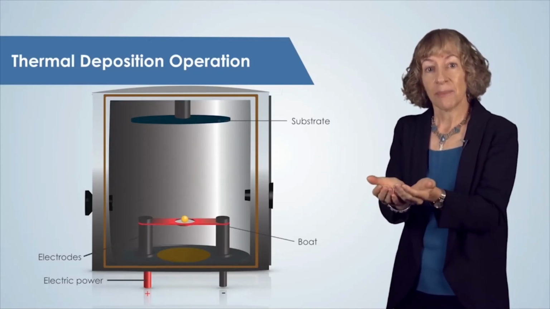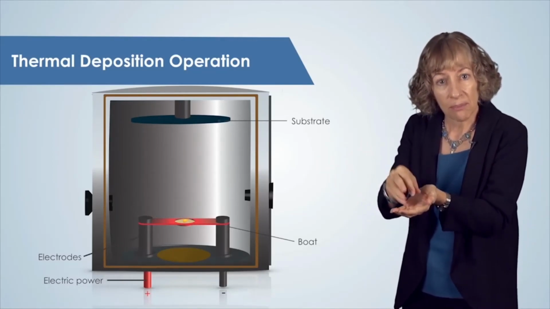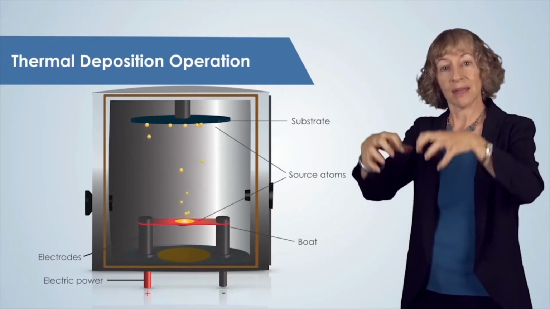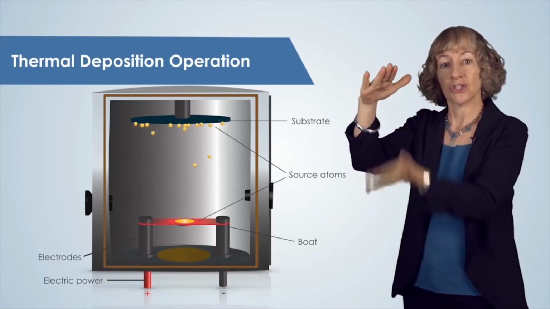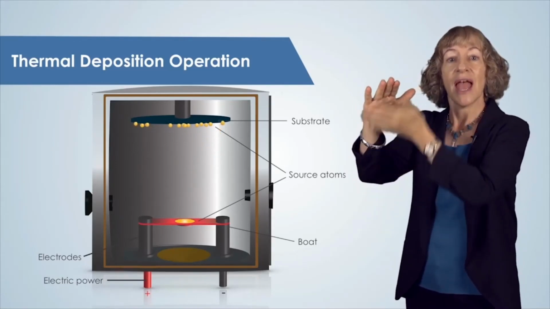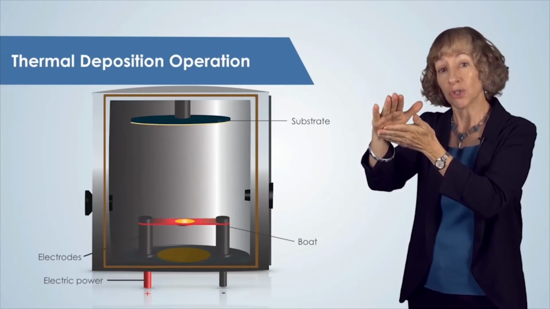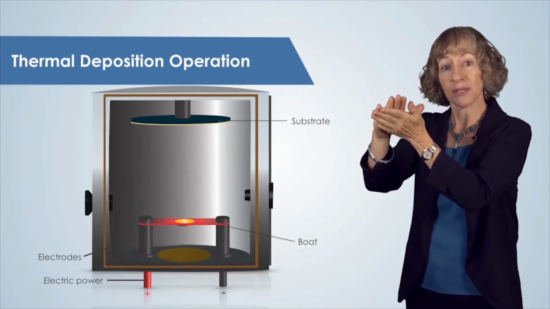As the boat heats up, the metal source material in the boat melts and then evaporates. These evaporated metal atoms travel through the vacuum chamber, strike the surface of the substrate, and condense, forming our thin layer of the source material on our substrate.